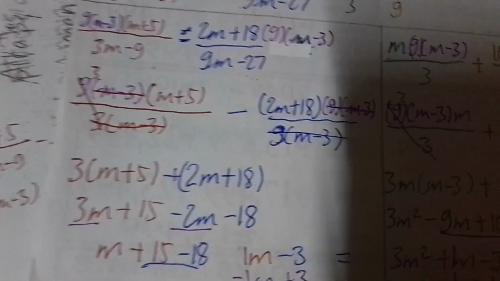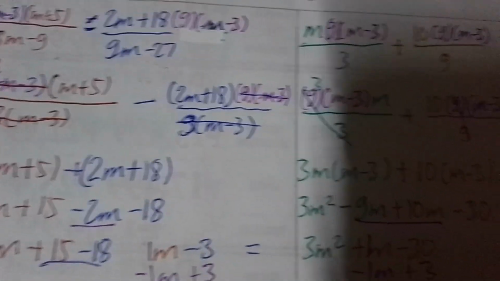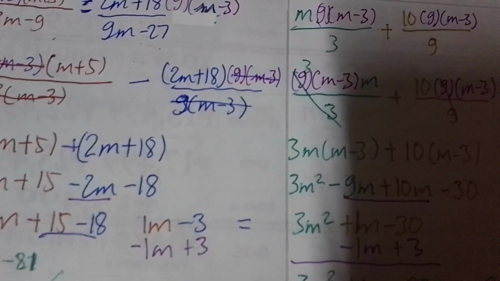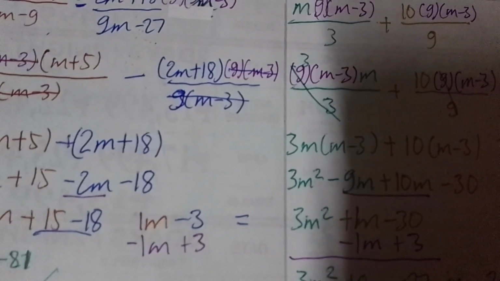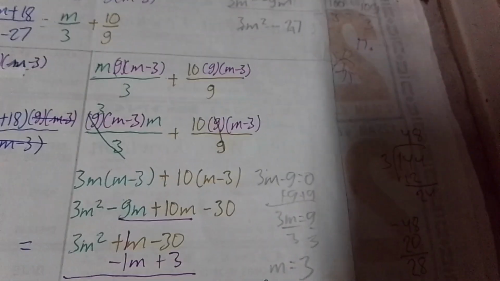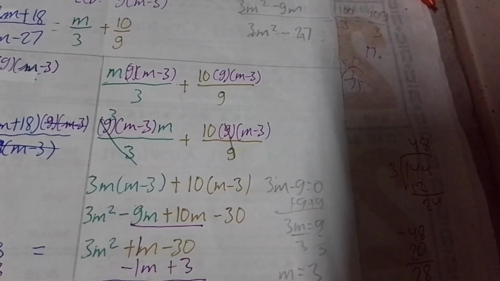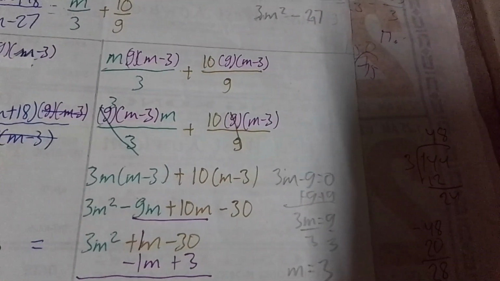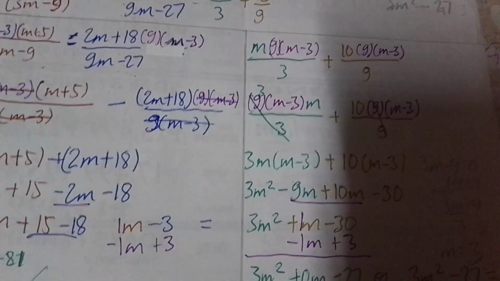Now, combining like terms, 3m minus 2m is just m. 15 minus 18 is negative 3. So if we combine the like terms, we have m minus 3. On the right-hand side, we add the m's together, so we're just left with 3m squared plus m minus 30. It's equivalent to m minus 3.